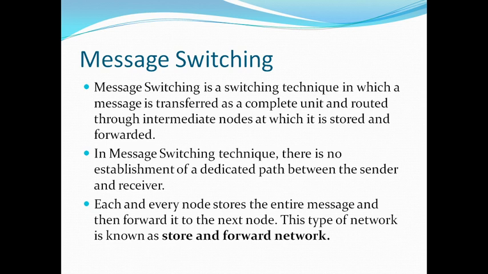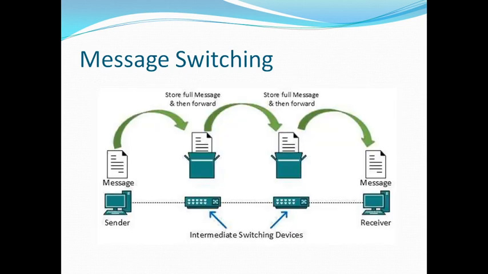Now, next is the message switching technique. Message switching is a technique in which a whole complete unit of message is sent to the receiver through intermediate nodes at which it is stored and forwarded. This is also known as a store and forward network. Why? Each and every node stores the entire message and then forwards it to the next node. So, in message switching, there is no establishment of a dedicated path between sender and receiver.